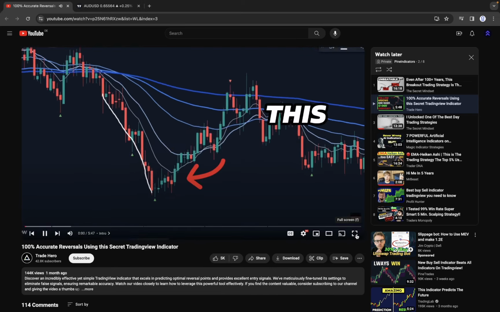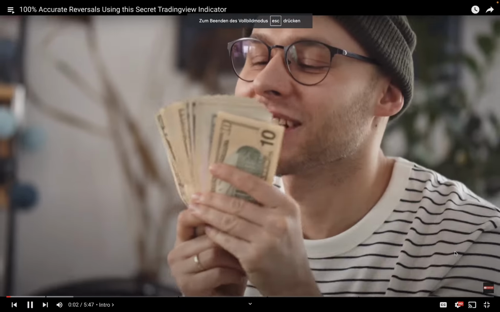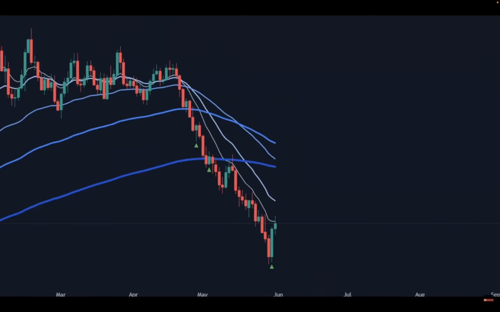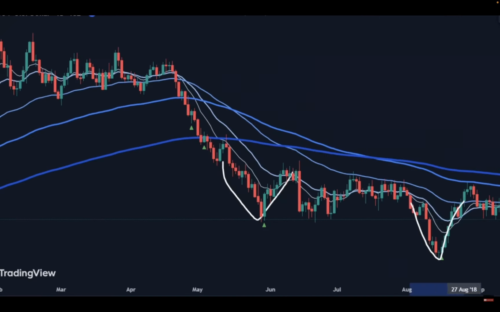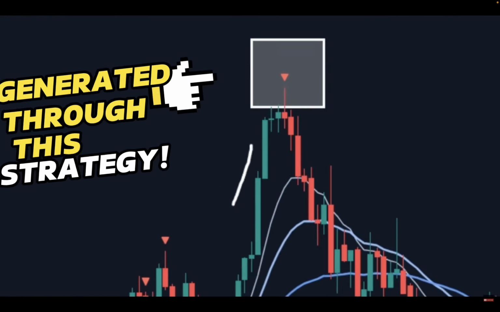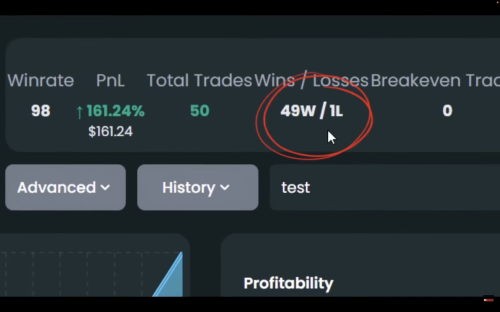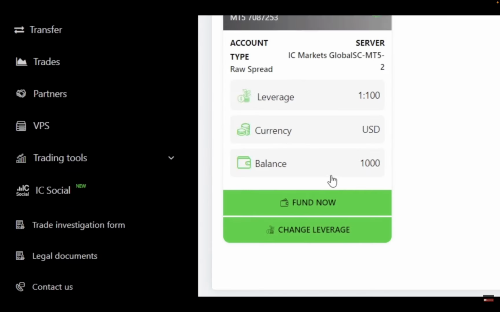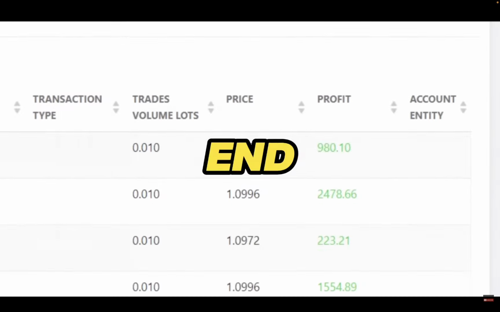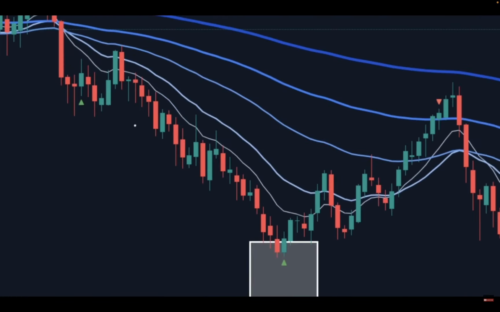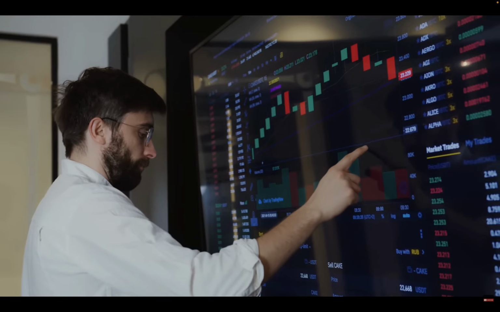I wish you had known this secret trading strategy earlier. You would have had enough money to buy this car, this house, and even this jet. Yes, this secret strategy on TradingView is almost impossible to lose. Signals generated through this strategy are so accurate that only one trade was lost on a backtest of 50 trades. We used this strategy on a $1,000 real account, and by the end of the week, our balance was more than $12,000. Anyone can use this simple strategy to become a successful trader in no time.